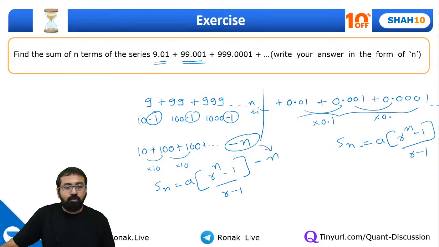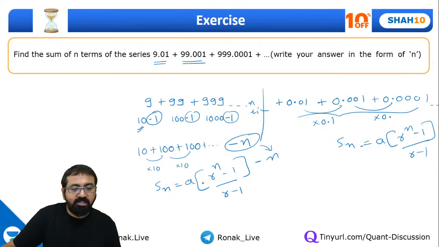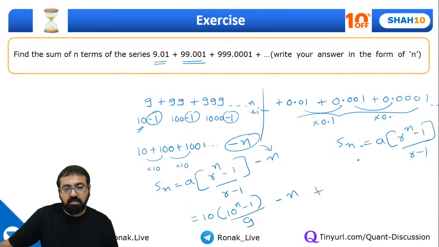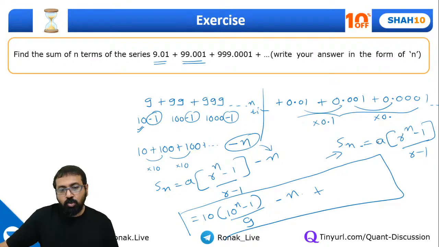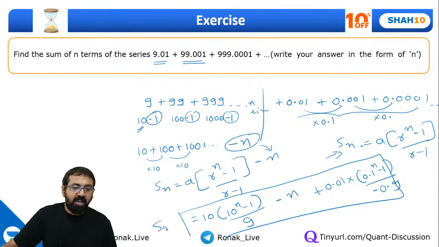Correct? So guys, now what will you replace r with? Of course, r over here is 10 and n will remain as it is. A will be again 10. So this will be 10 in the bracket, 10 raised to n minus 1 upon 10 minus 1, which is 9, minus n, plus, so this is one part of the answer, plus this part. So what is this going to be? A is 0.01 into 0.1 raised to n minus 1 upon 0.1 minus 1, which is minus 0.9. So this is sum of n terms.